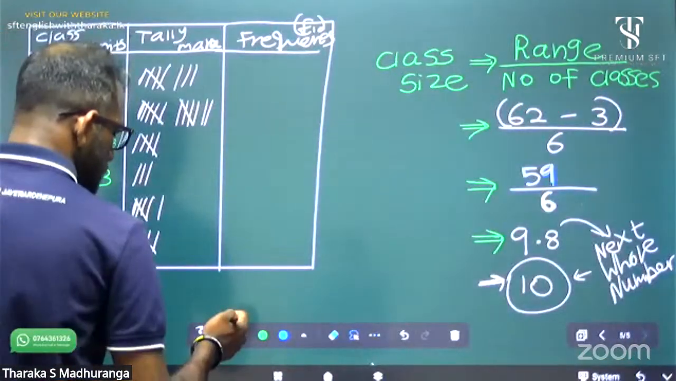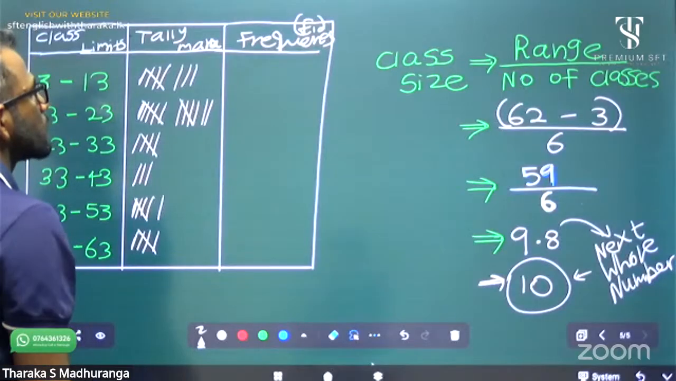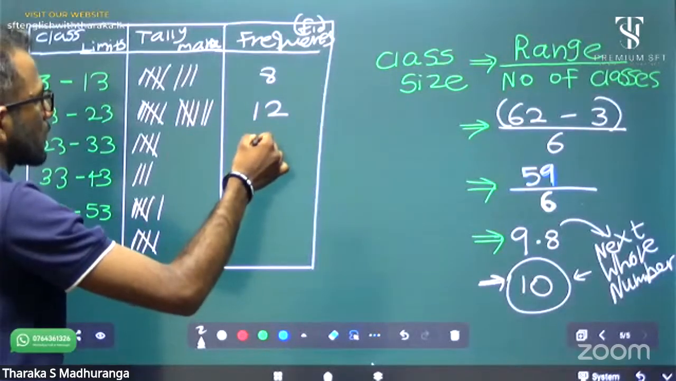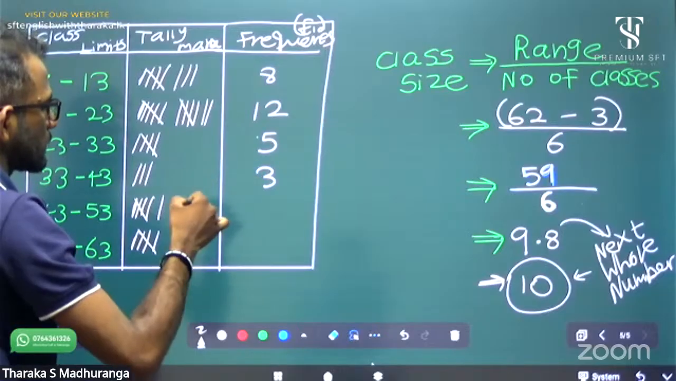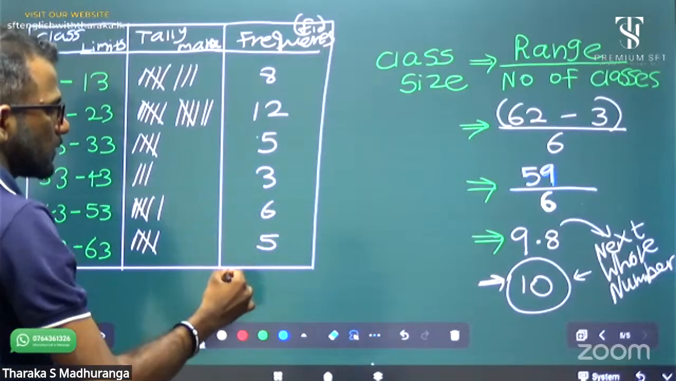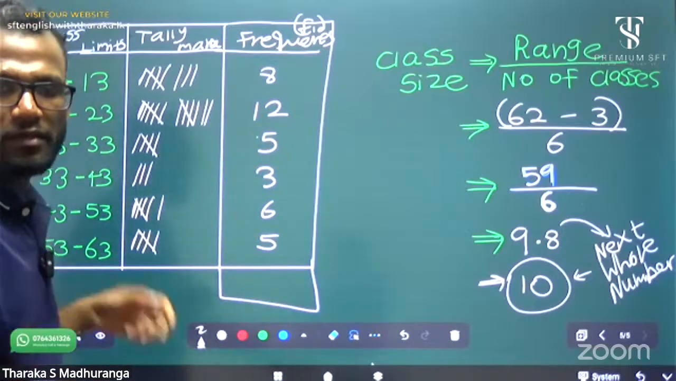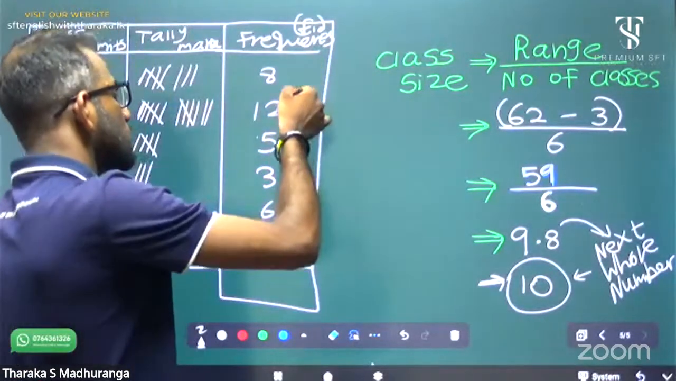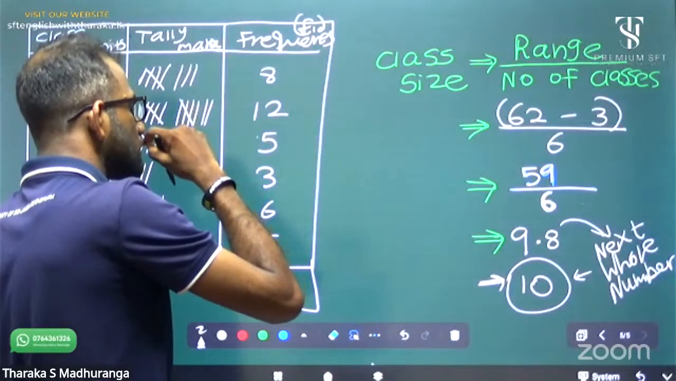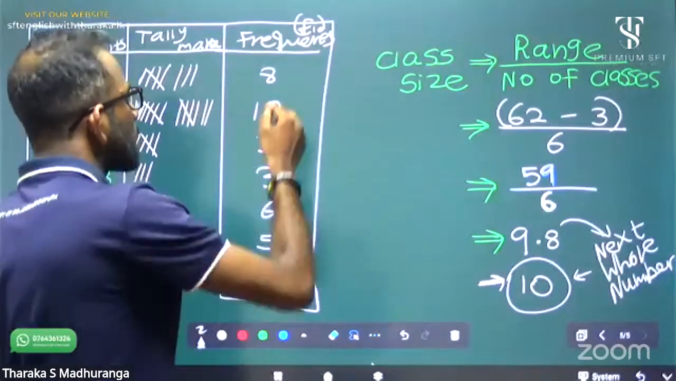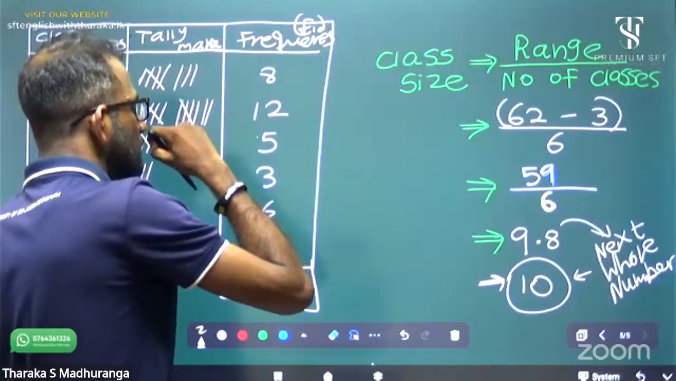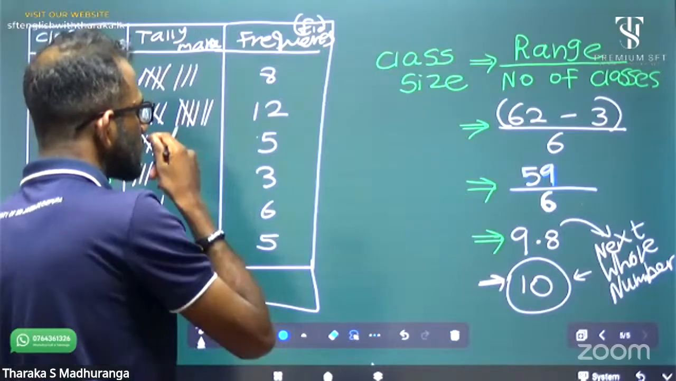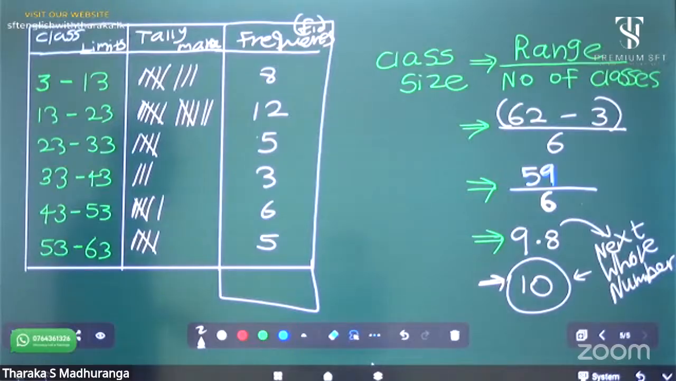Okay, next step, the final step: you can fill the frequency column. 8, 12, 5, 3, 6, and 5. Next, you can add these numbers, and if it comes to 40, you are correct. But 20, 20 plus 5, 25, 30. I have missed one value.